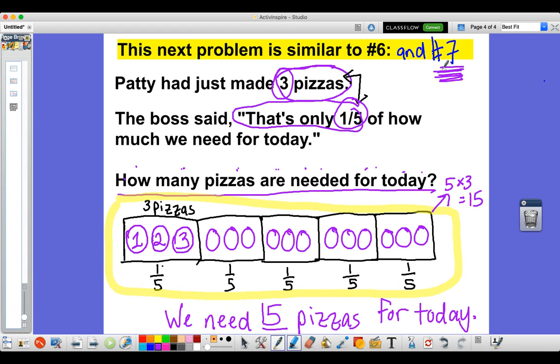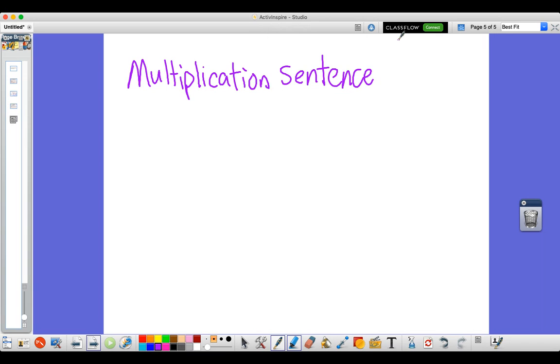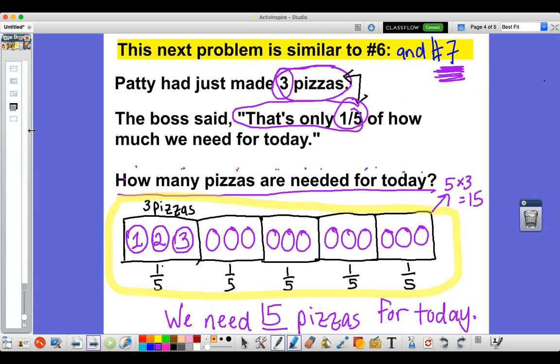Now number 7 is asking for, I believe, turning this into a multiplication sentence. And remember, because you are in 6th grade, you need a multiplication sentence with fractions.